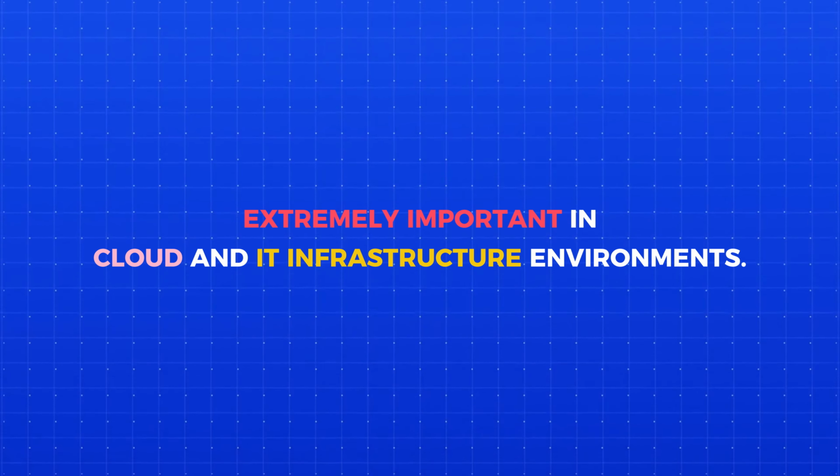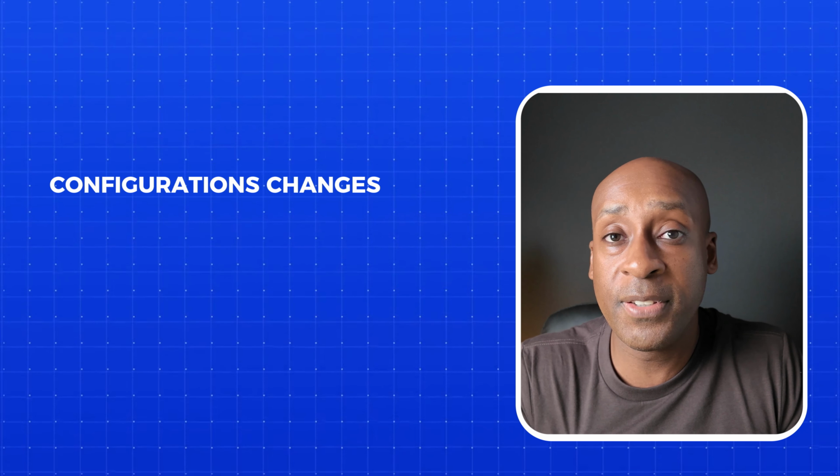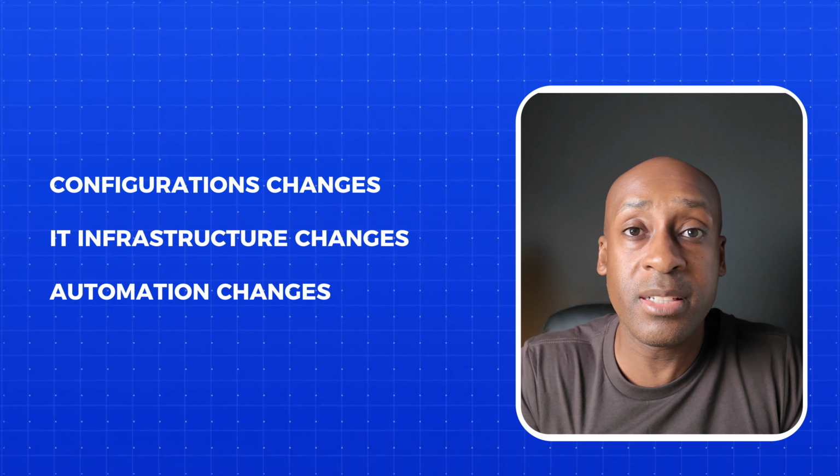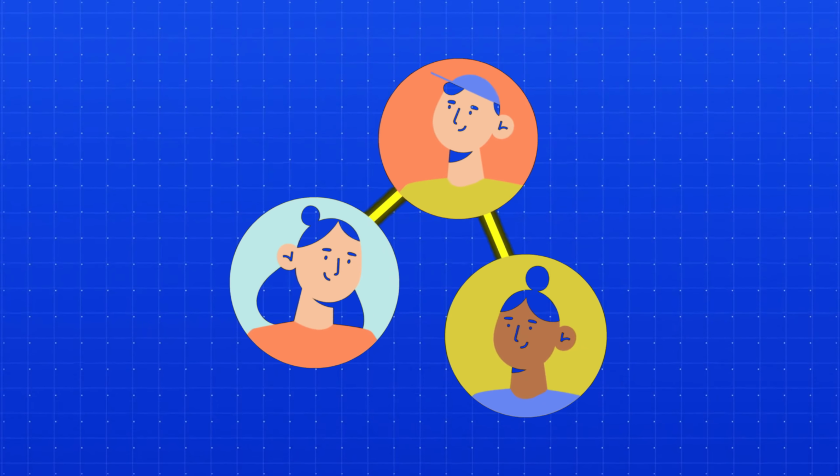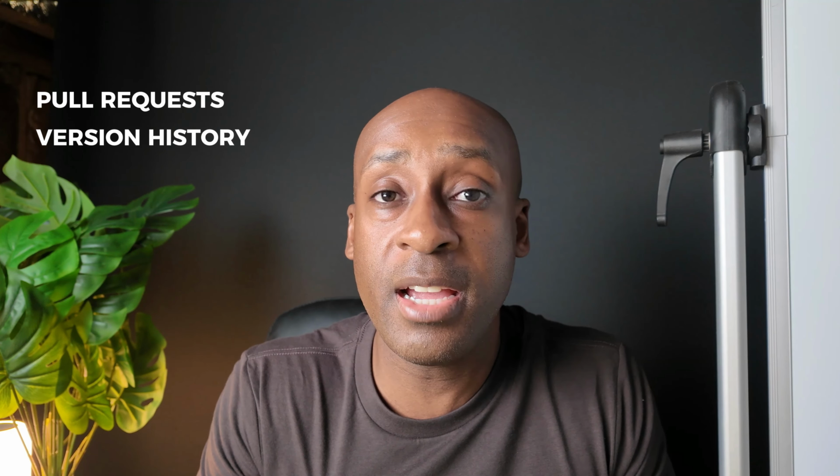And that becomes extremely important in cloud and IT infrastructure environments because these environments are constantly evolving. Configuration changes, IT infrastructure changes, automation changes, and Git helps teams manage all of that in a structured way. Another important shift is collaboration, because now you're no longer working in isolation, you're working inside workflows that involve pull requests, version history, and shared engineering processes. And that's a major part of modern cloud engineering environments.